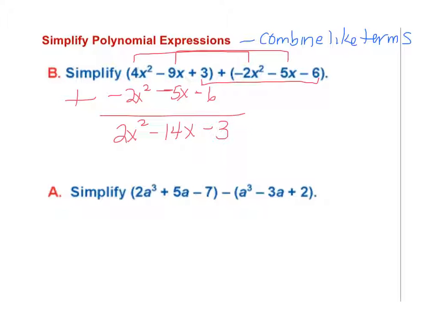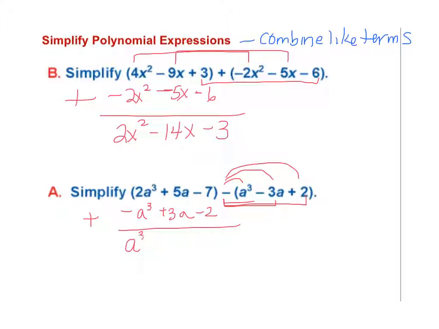Now on this other one here, what I'm going to have to do first is distribute the negative sign and then write it underneath. So for this one, this is going to be -a to the third. This one is going to be positive 3a, and this is going to be -2. So then when I add them, I'm going to have a to the third plus 8a minus 9.